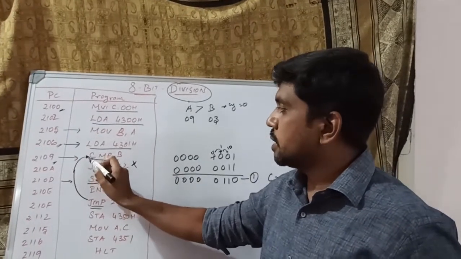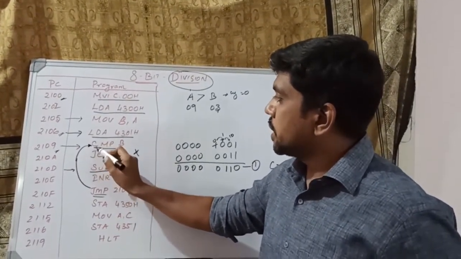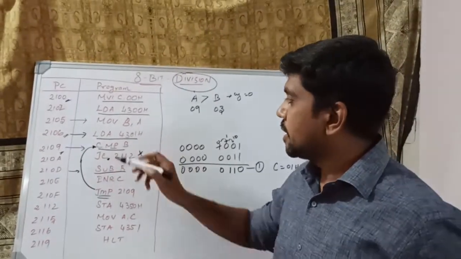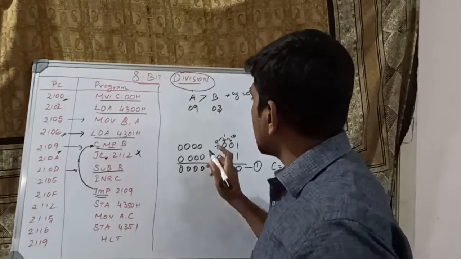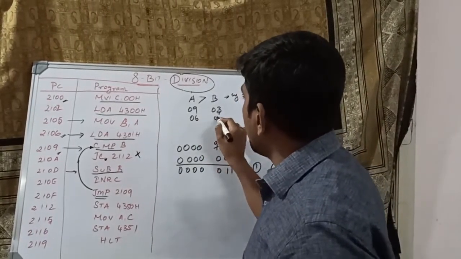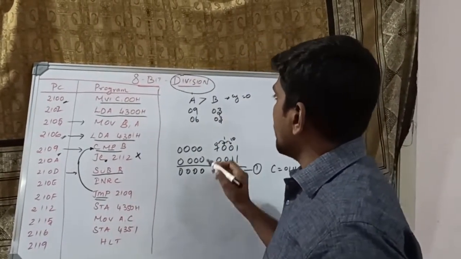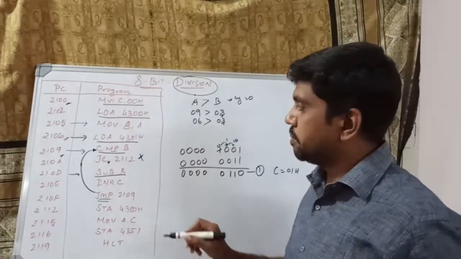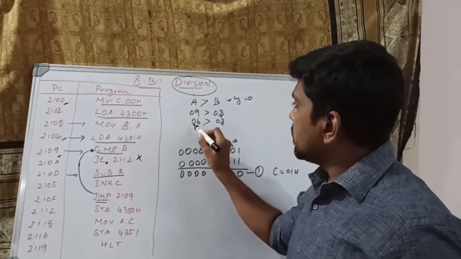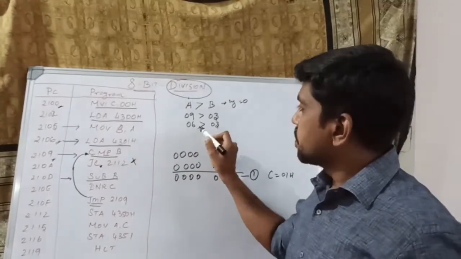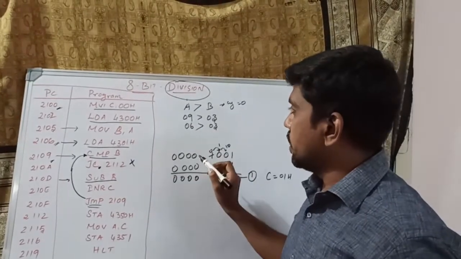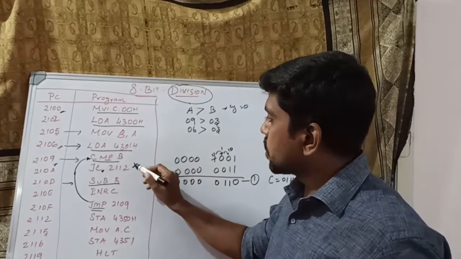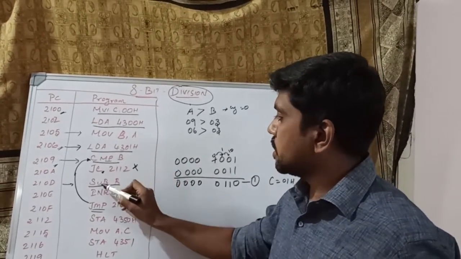So here it again goes to the program. In this location you have compare B, again comparing the B register value with the A register value. Now the A register content is 06, and the B value is the same. So in this case also, the A value is greater than B. Again check the condition: is there any carry or no carry? Here also there is no carry, because it's a greater value. So the condition is false. Again go to the next instruction, subtract B.